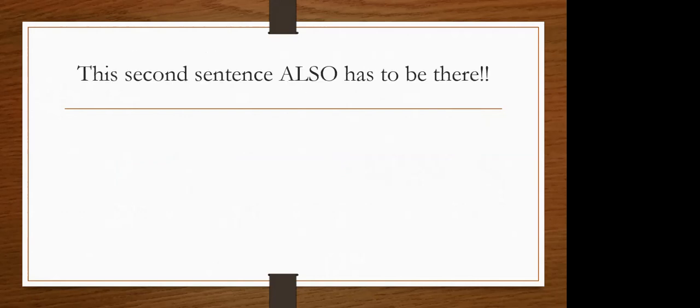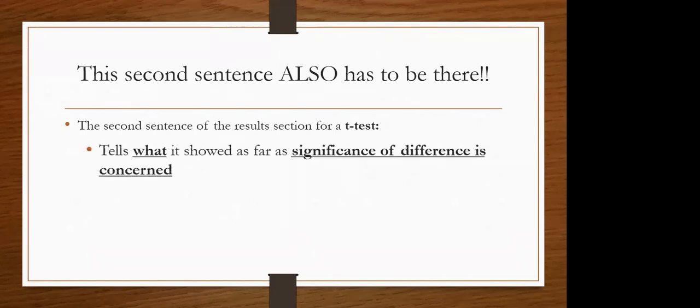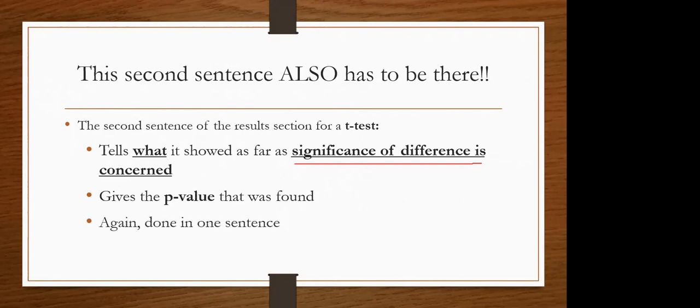Okay, here's the second sentence. The second sentence of the results section for a t-test, it's going to tell, at least for this example, generally what that t-test showed as far as significance of difference. And so again, when we're talking about significance of difference, what are we talking about here? We are talking about a p-value, okay? And again, that can be done in one sentence.